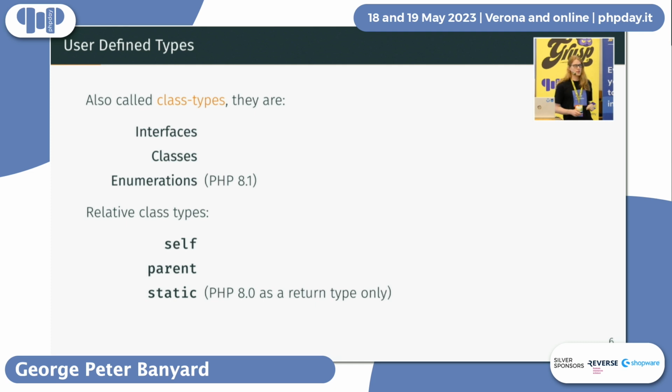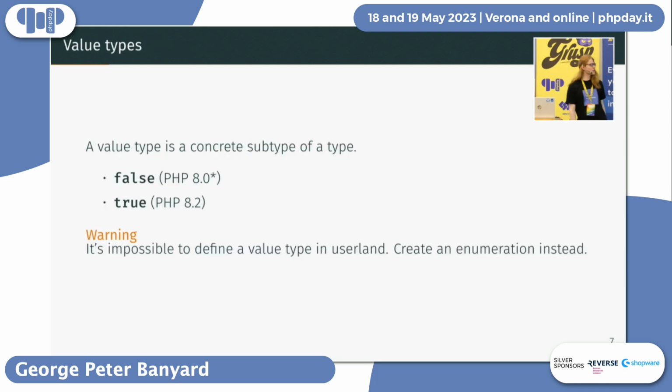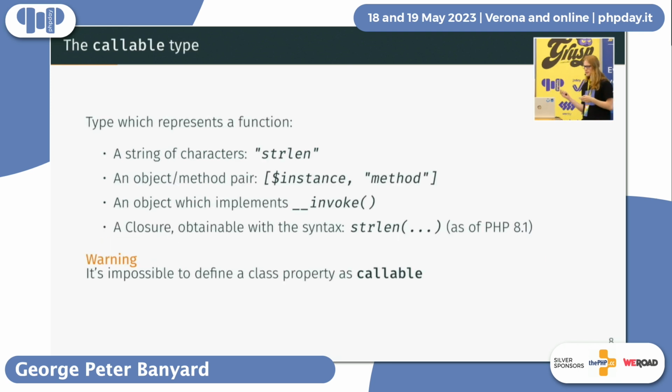It's just going to be very strange because you need a child and then always return something from a parent, but you do you. We also have this notion of value types, which is a concrete subtype of a type. I know I haven't talked about subtypes, we'll get there. So false, since PHP 8.0, has the same caveat as null. You can only use it as part of a union type prior to 8.2. And we also added true in 8.2. These are the only value types that exist in PHP. You cannot define your own. If you want to do this, use an enumeration.